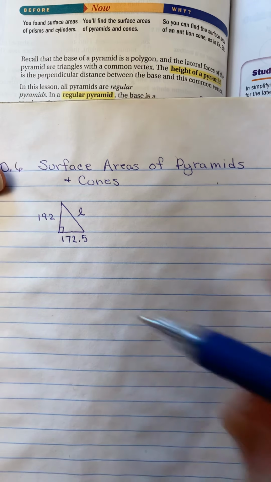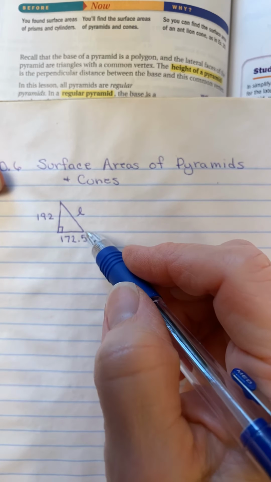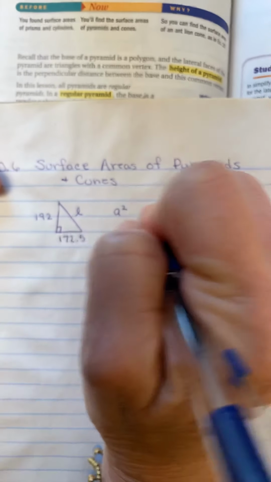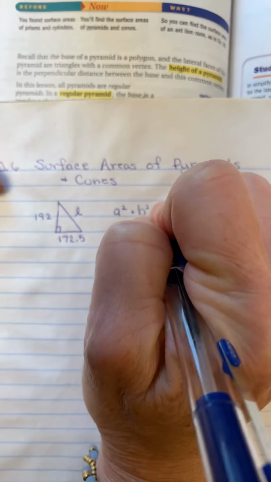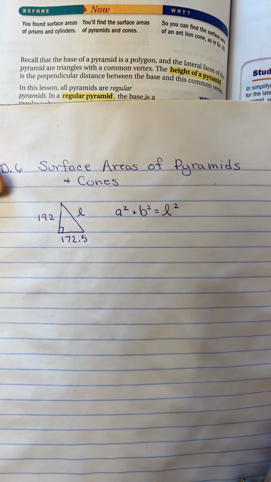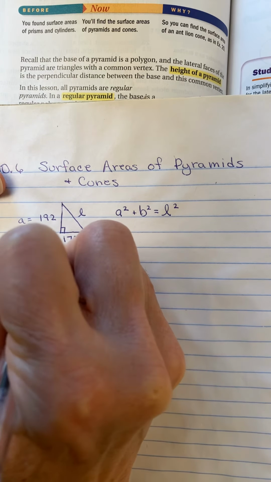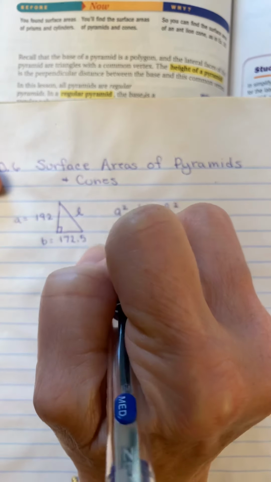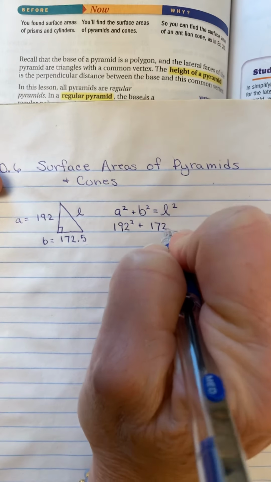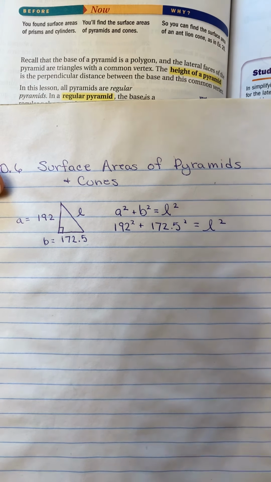So when we have a right triangle and we know two sides, we want to find the hypotenuse, we use the Pythagorean theorem. The Pythagorean theorem, if you remember, is a squared plus b squared is equal to c squared. C in this case is our L, so I'll just use L. So this could be our A and this could be our B. Let's just plug these in. 192 squared plus 172.5 squared is equal to L squared.